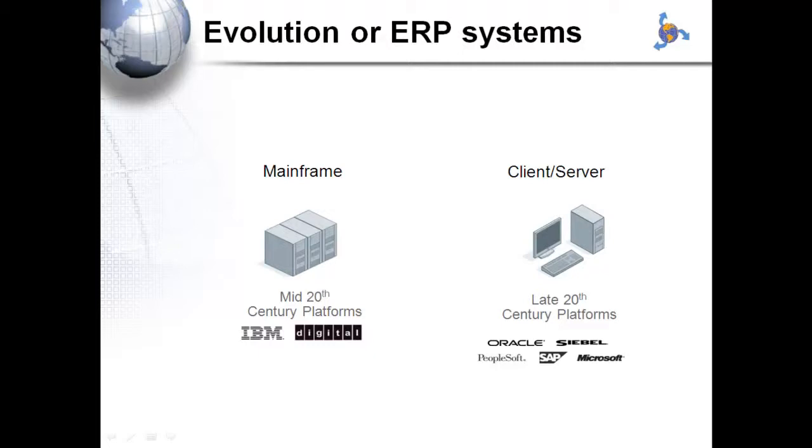SAP was founded in June 1972 as System Analysis and Program Entwicklung, meaning System Analysis and Program Development, by five former IBM engineers: Dietmar Hopp, Klaus Tschira, Hans-Werner Hector, Hasso Plattner, and Klaus Wellenreuther.